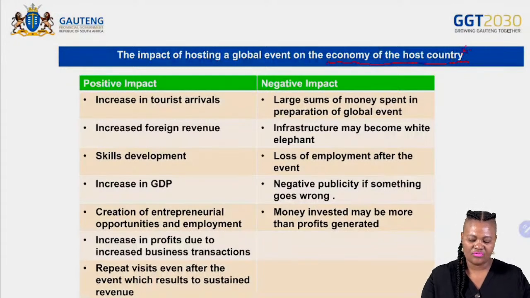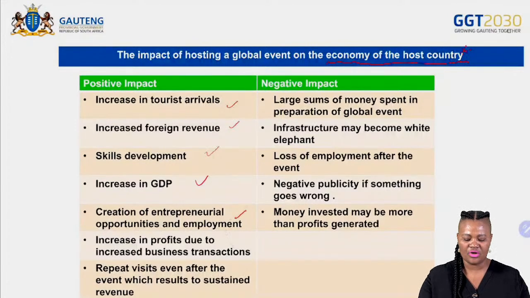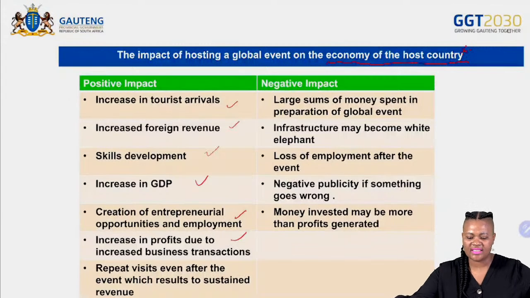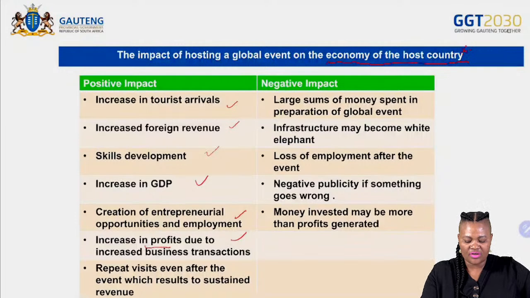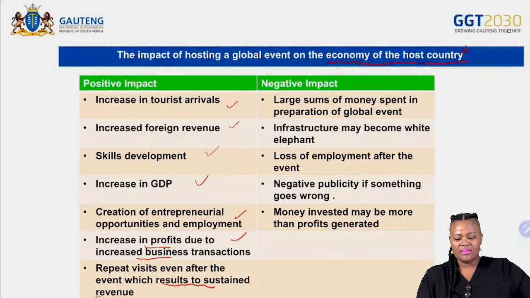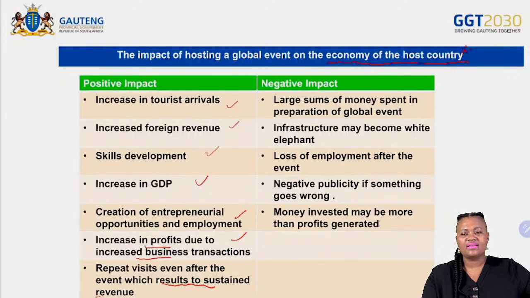Okay, positive impacts would be increase in tourist arrivals, increase in foreign revenue, skills development, increase in the gross domestic product, creation of entrepreneurial opportunities and employment, and increase in profits due to increased business transactions. So when we are hosting a global event, the economy of the host country will have an increase in the gross domestic product, an increase in skills development, and an increase in profits due to increased business transactions. Repeat visits, even after the event, will result in sustained revenue. So grade 12, please pay attention when you give the positive impacts on the economy, that your answers need to be economy related. And then the negative impact of hosting global events on the economy of the host country.